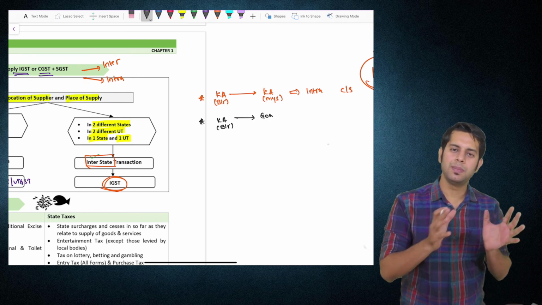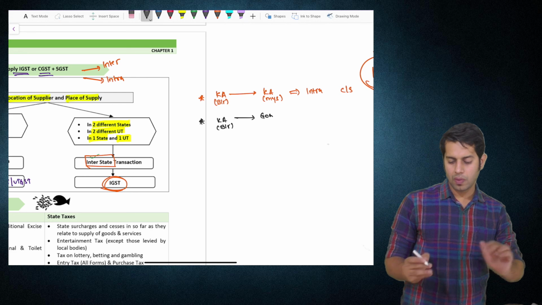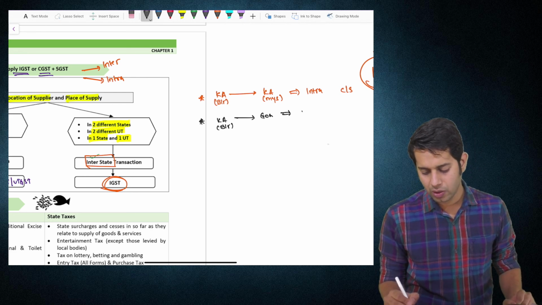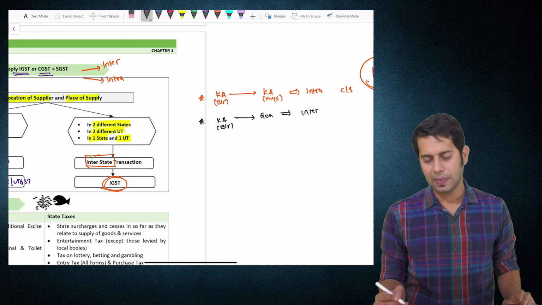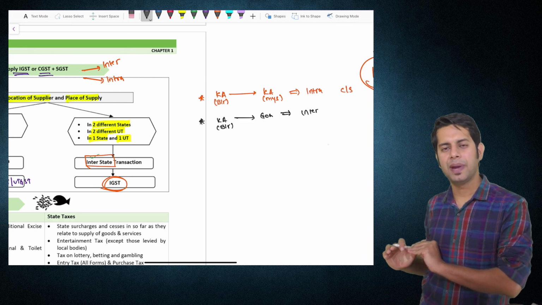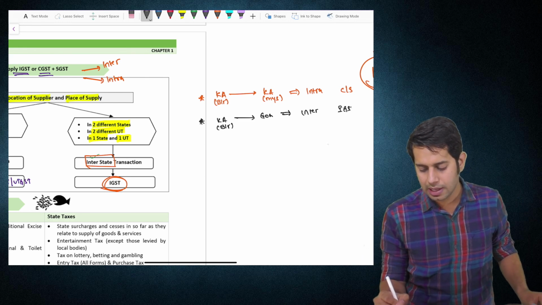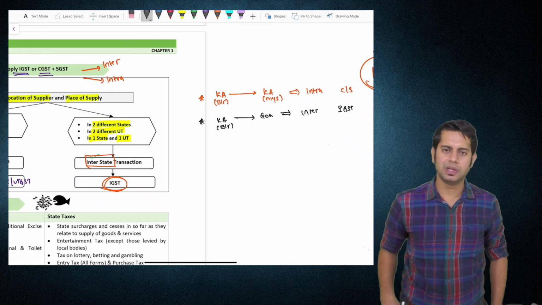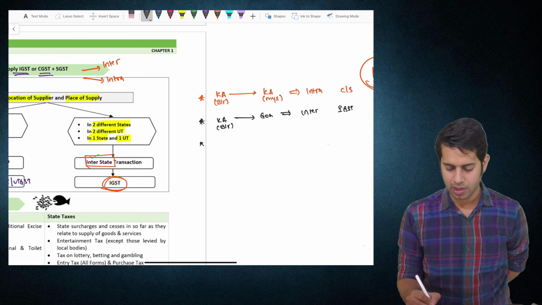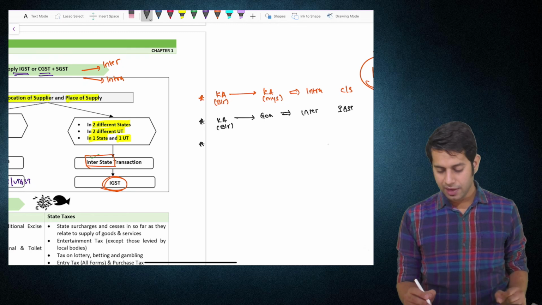A supply has been made from Karnataka to Goa. Sir, from Karnataka to Goa, it is an interstate supply, sir. Because Karnataka is a separate state and Goa is a separate state, I am going to levy something called IGST. Correct.